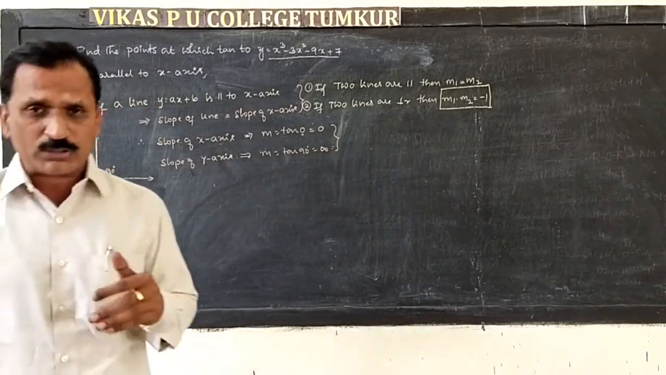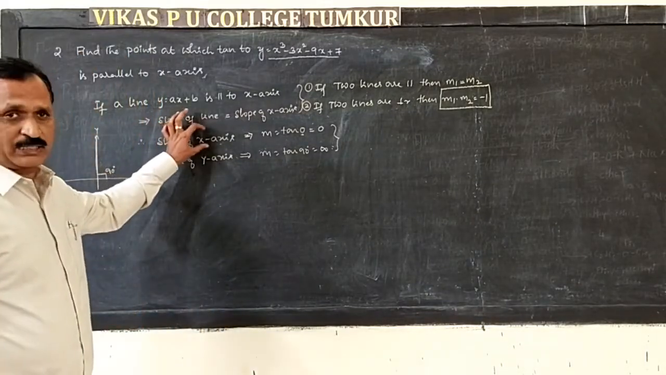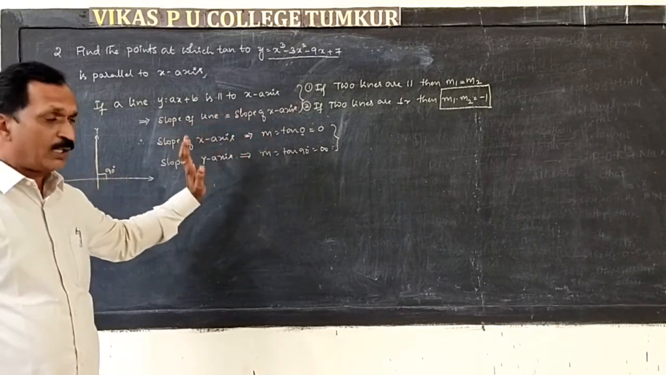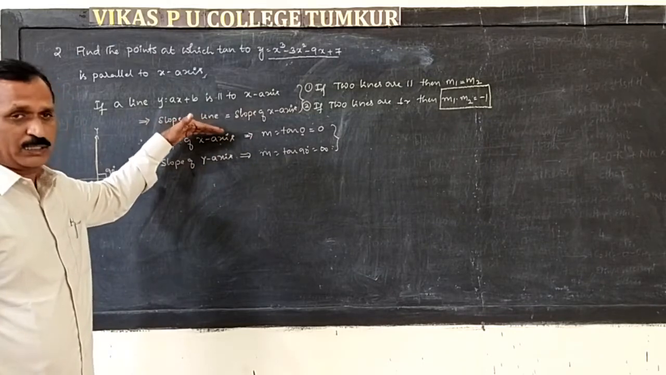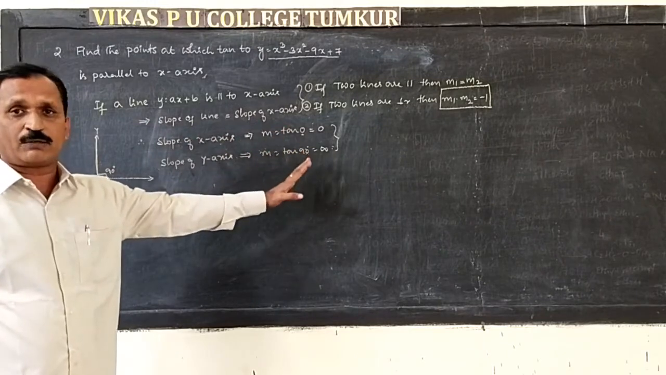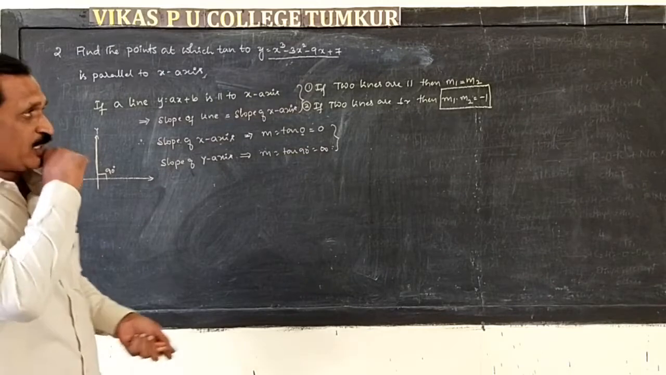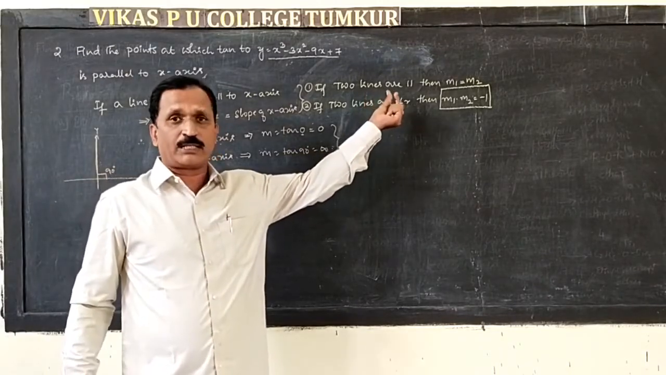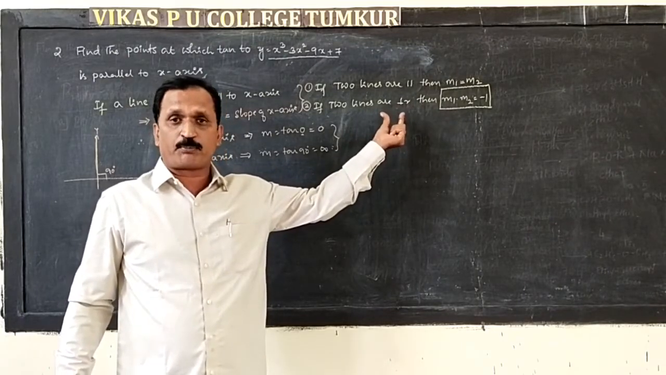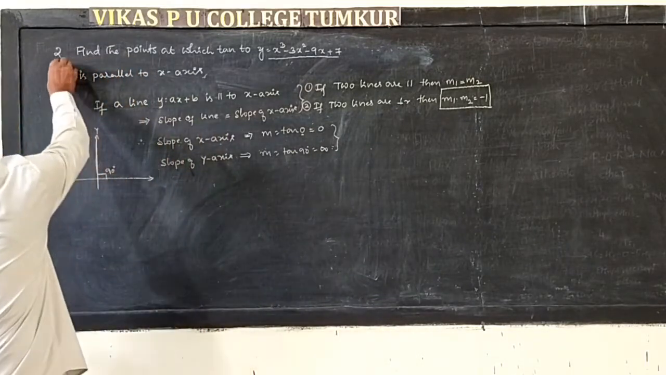Now these are the most essential points that you should remember. Slope of the x-axis is 0, slope of the y-axis is infinity. Or, the slope of a line parallel to the x-axis is always 0, and the slope of a line parallel to the y-axis is always infinity. One more condition: if two lines are parallel, then their slopes must be equal. If two lines are perpendicular, then the product of their slopes is equal to minus 1. Now back to this problem.